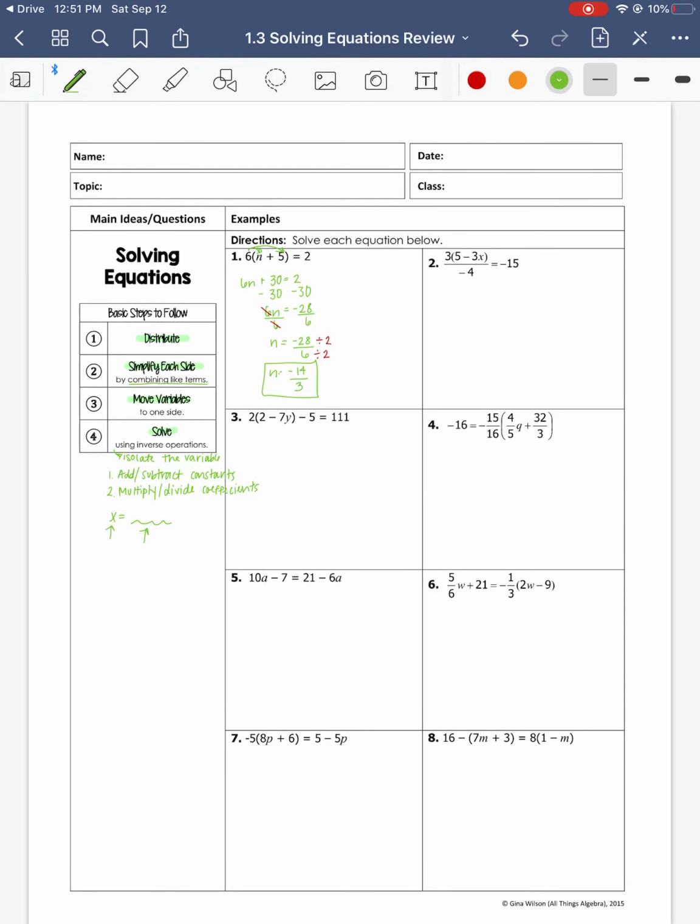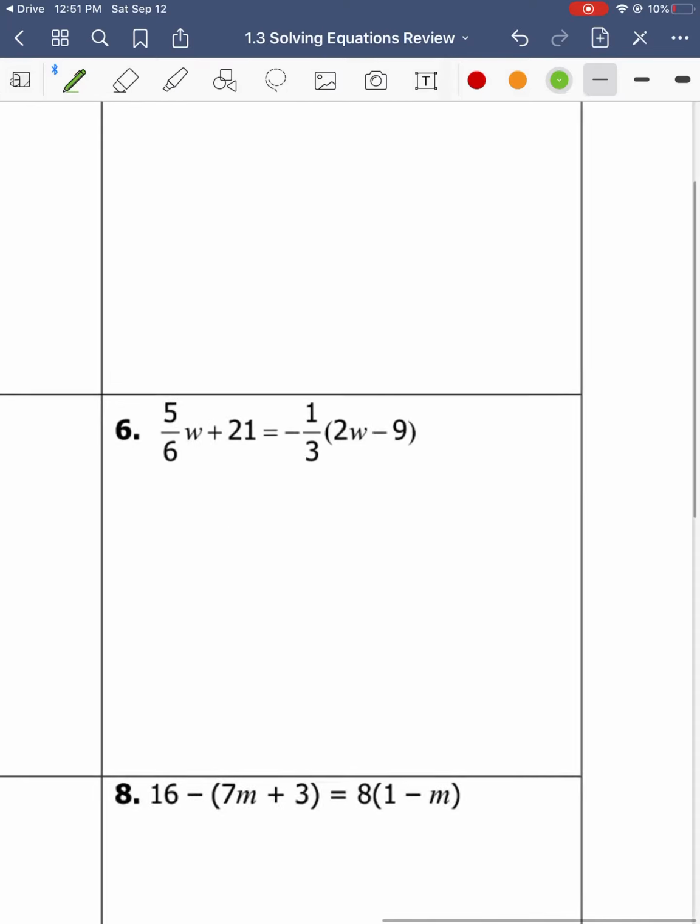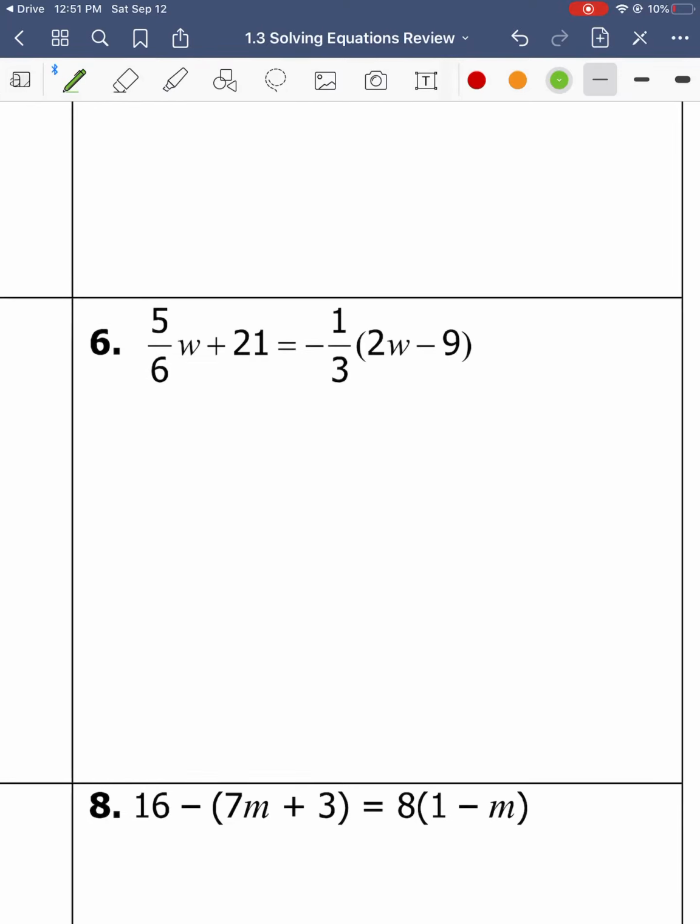Let's look at a little bit more of a complicated problem to show you some more steps. Let's look at number 6. Okay, so first to distribute, we're going to take this 1/3 and we're going to distribute to each term here. And what that's going to look like: the left side is going to stay the same. 5 over 6w plus 21 is equal to negative 1/3 times 2w.